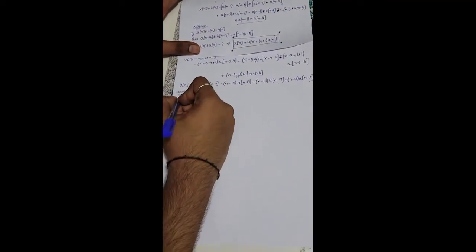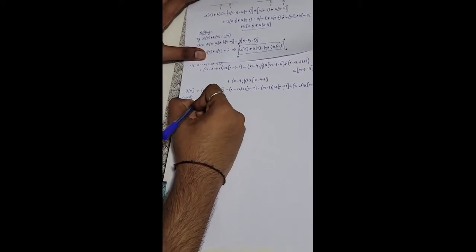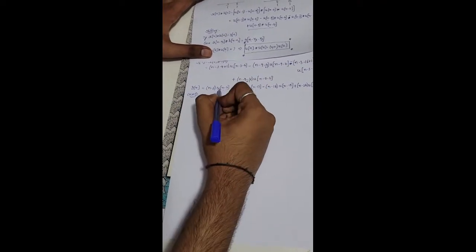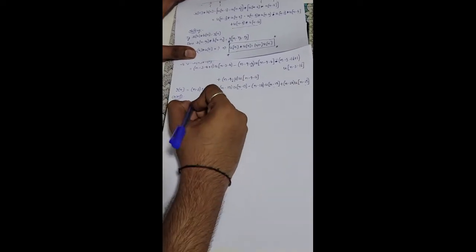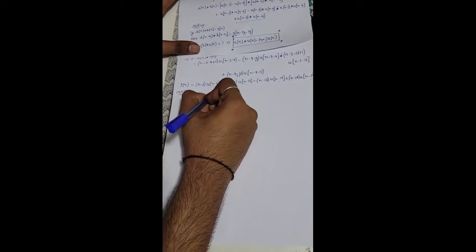Case 1. If n is less than 7, these total terms are all 0. So y of n is equal to 0.